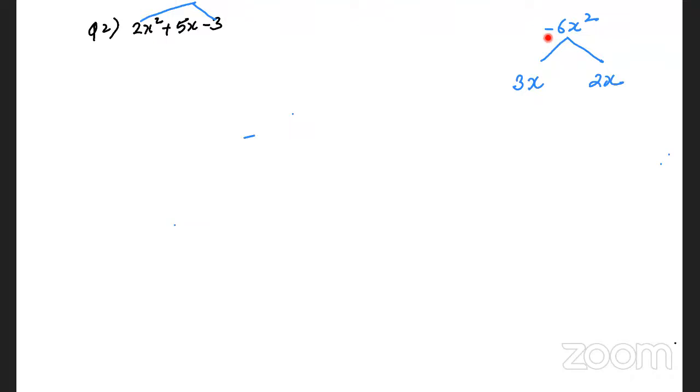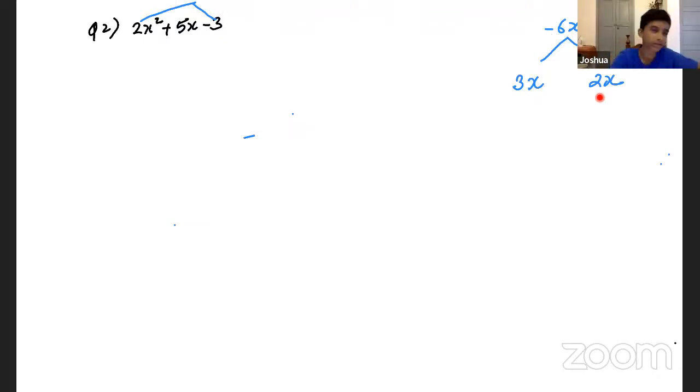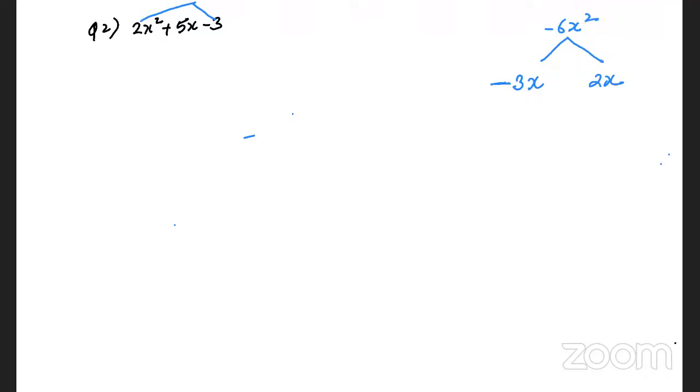Understood, Joshua? No. So what will you do? So we put minus. Minus where? On 3x. If you put minus on 3x, you will get minus 6x squared, which is correct. But if you add them, you will get minus x. But you need an answer of plus 5x.